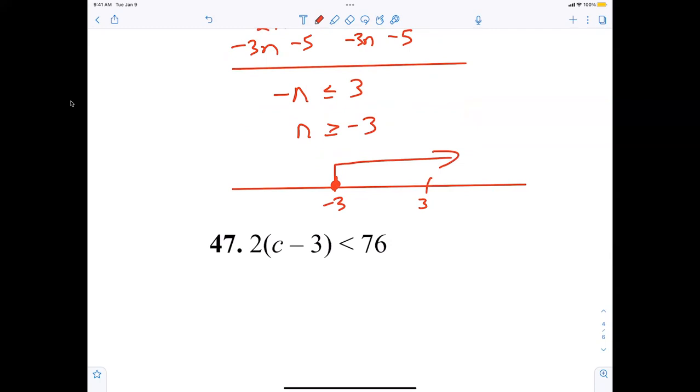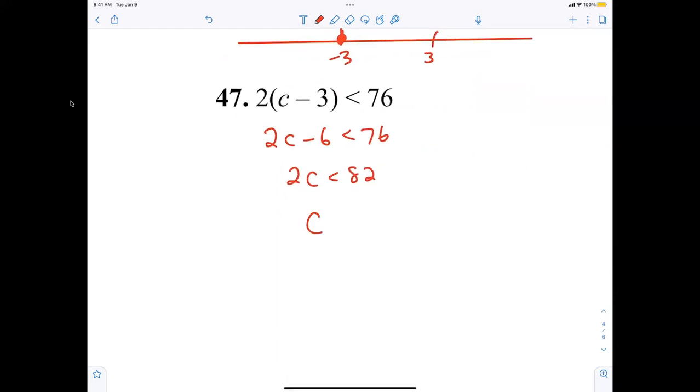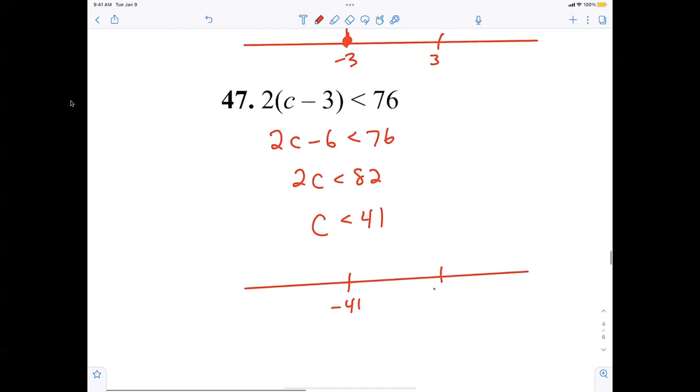All right. Number 47. So I distributed, so I got 2c minus 6 is less than 76. And so then I add 6. And so I get 2c is less than 82. And then I divide by 2 and I get c is less than 41. And then I do the number line and there's an open circle on 41 going to the left. Wow. Okay, people, I'm feeling pretty good about this.